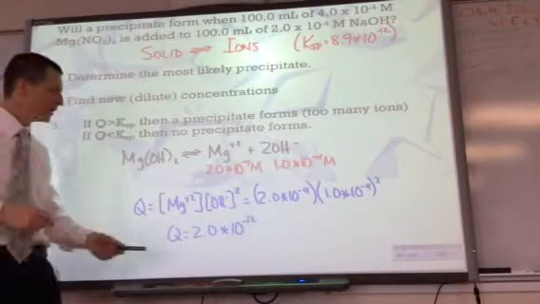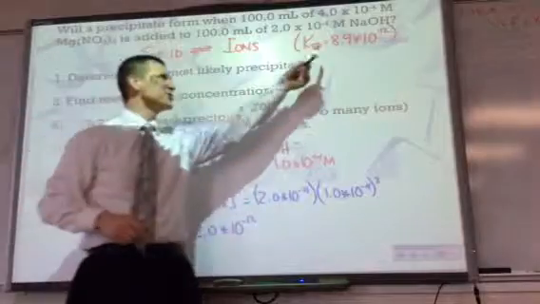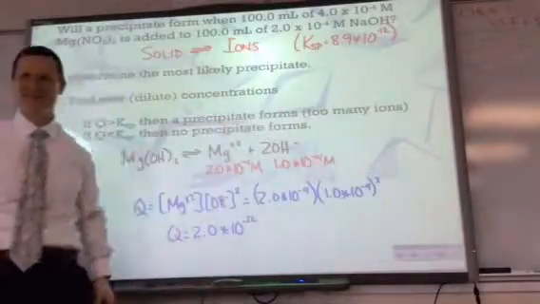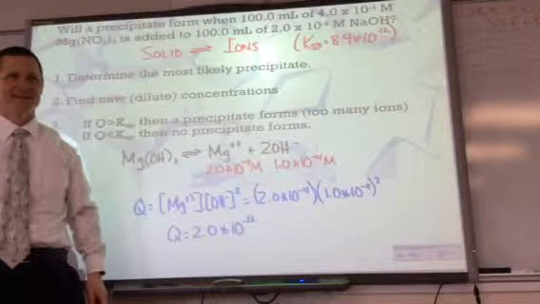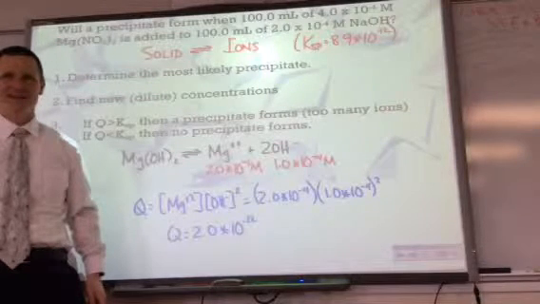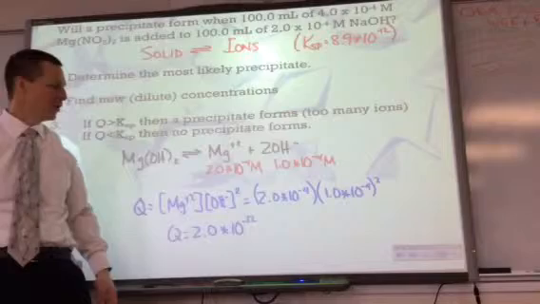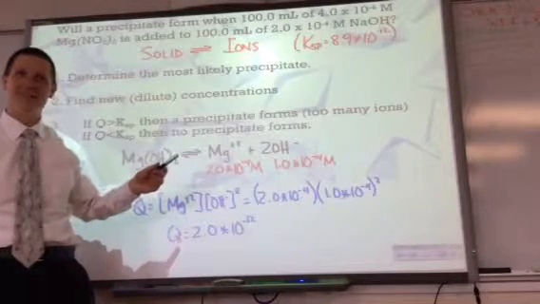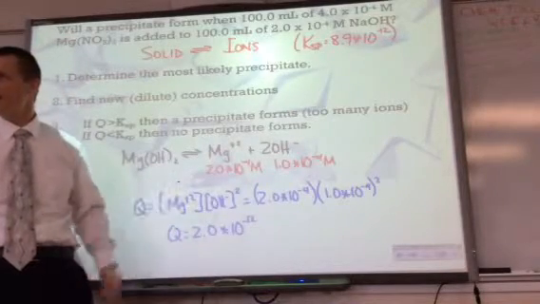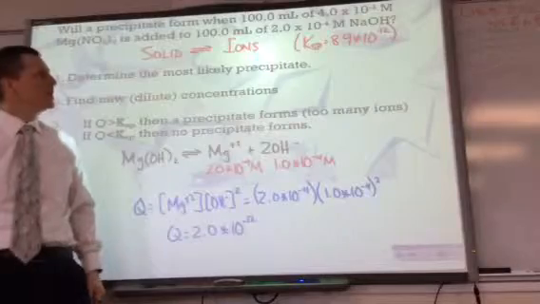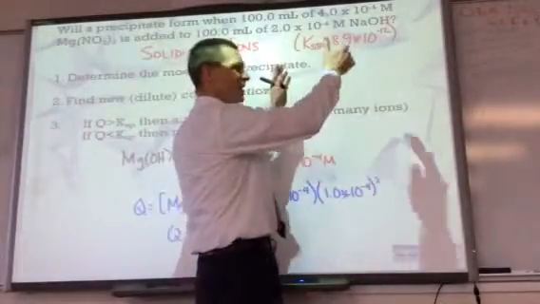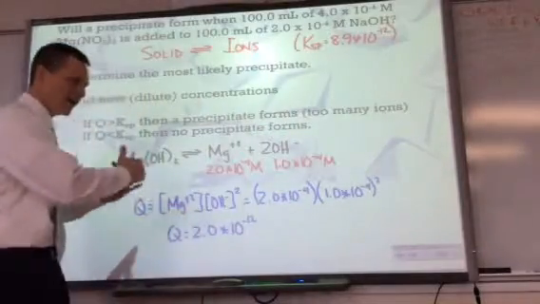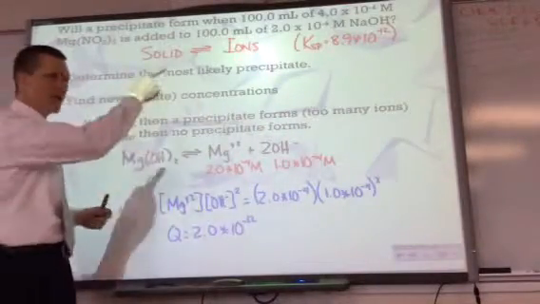How does Q compare to K? Q is right here, K is right there. Which one is bigger? It's a little tricky. That 10 to the negative power gets people. Which is bigger, Q or K? K is bigger. This one would be 0.11 zeros and then 8, 9. This one is 0.11 zeros and then 2. So the K value is bigger.